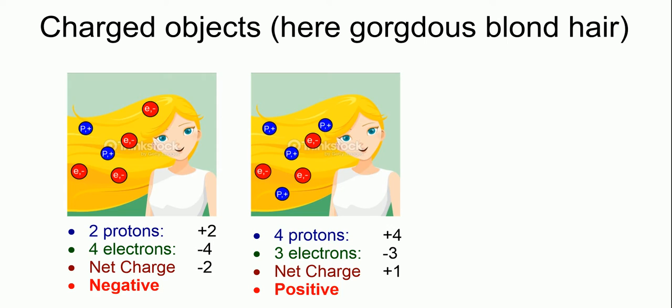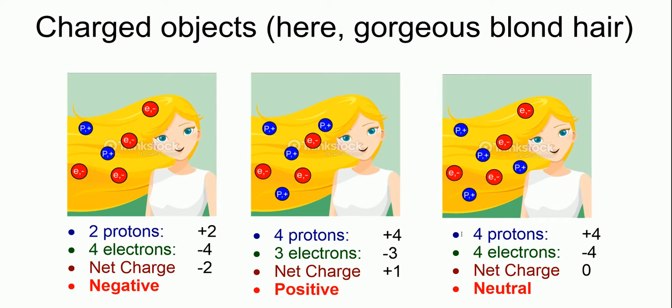And finally, I bet we're going to have neutral, aren't we? How many protons? 1, 2, 3, 4. And how many electrons? 1, 2, 3, 4. Positive 4, negative 4. Net charge is 0, and we have neutral. So that's what it comes down to. When we're talking about charged objects, we talk about the number of protons and electrons, usually positive and negative, and whichever one has more determines the charge of the object.